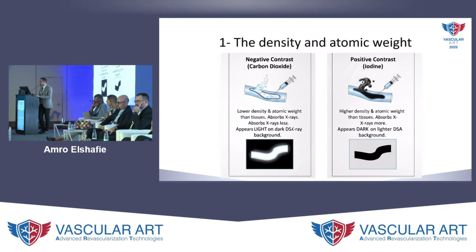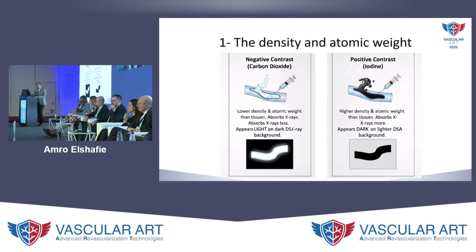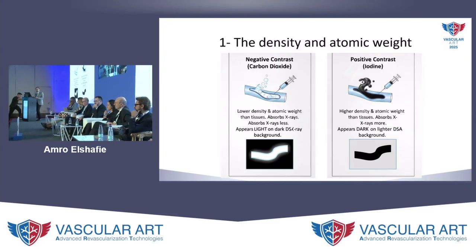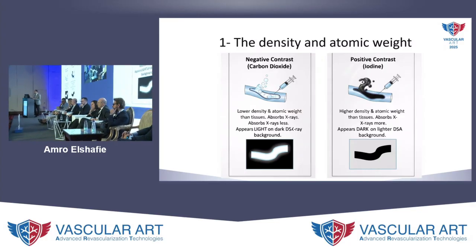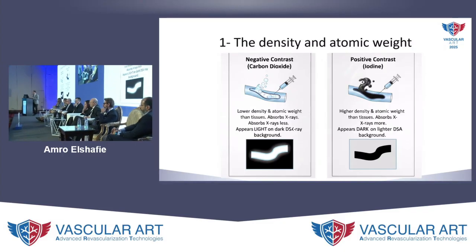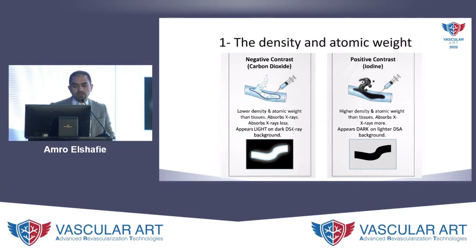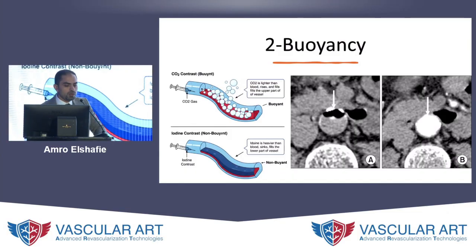Let's review some physics. Because of its density and atomic weight, CO2 is a gas and has less density, so it absorbs less X-ray. So it appears clear and bright on the dark background, while the iodinated contrast becomes dark on the bright background, just like this image.